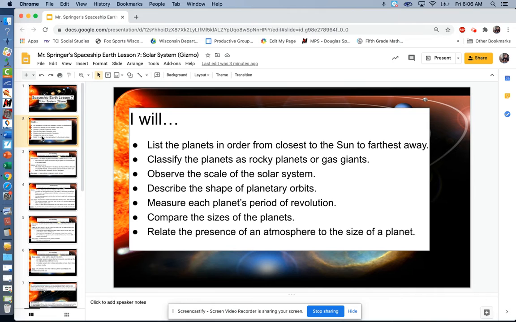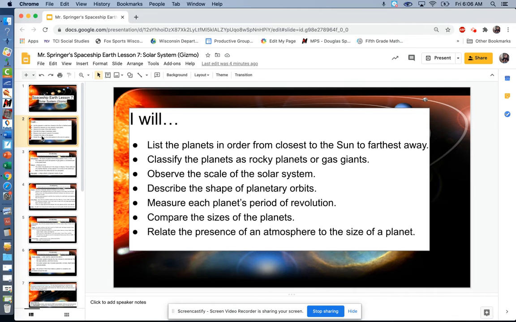And usually we don't do that with the solar system because the sun is just so massively large that if we made it so we could see the sun as one thing, all the planets would be so tiny we couldn't see them. All right.